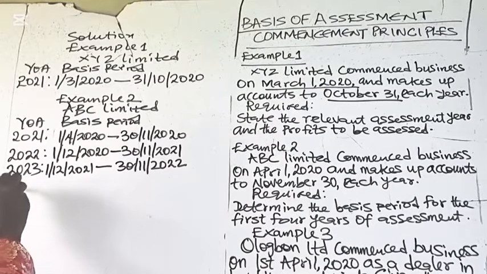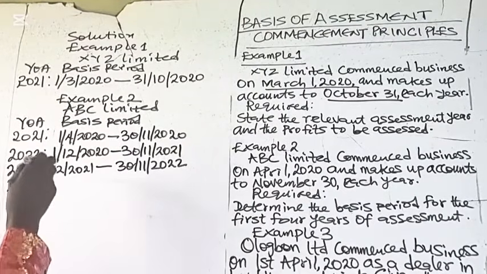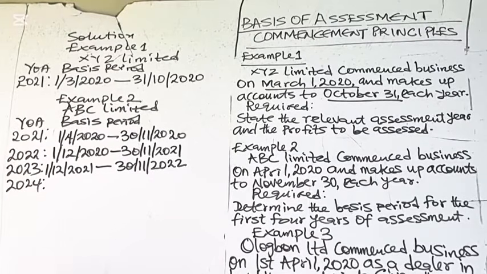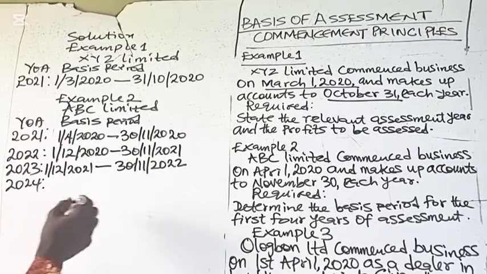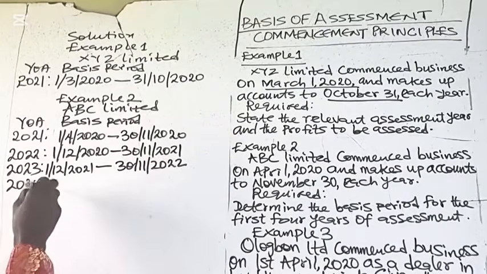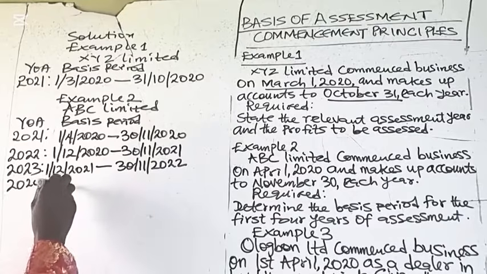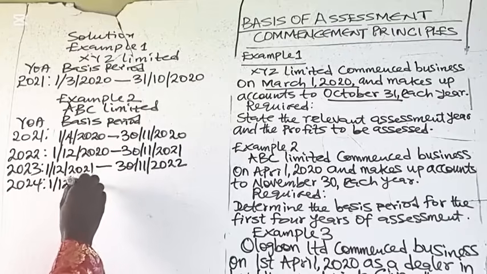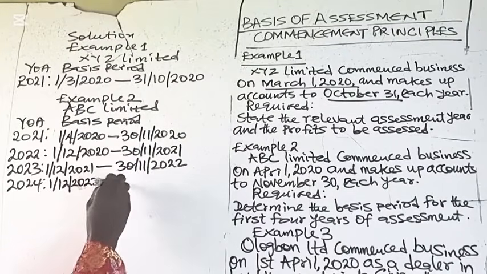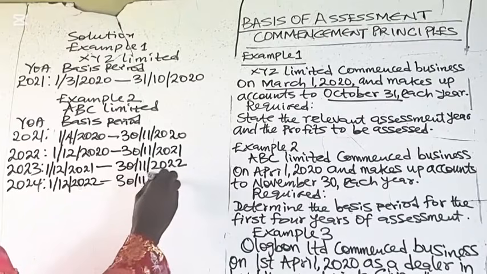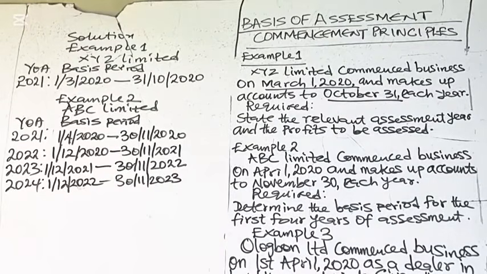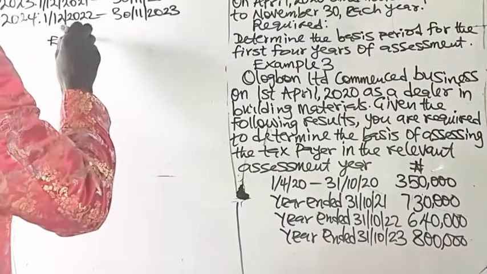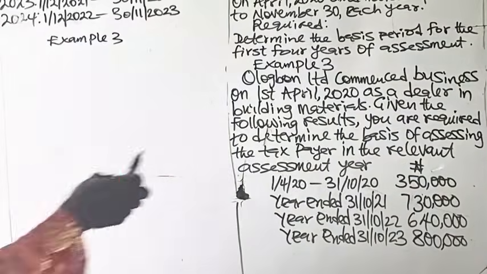And for 2024, the same rule applies. That is why we said third year and subsequent years. For each subsequent year, for 2024, the first day after this accounting period will be 1st of December 2022 to 30th of November 2023. That is the solution to example 2. So we want to take the third worked example. The name is Olba Limited.